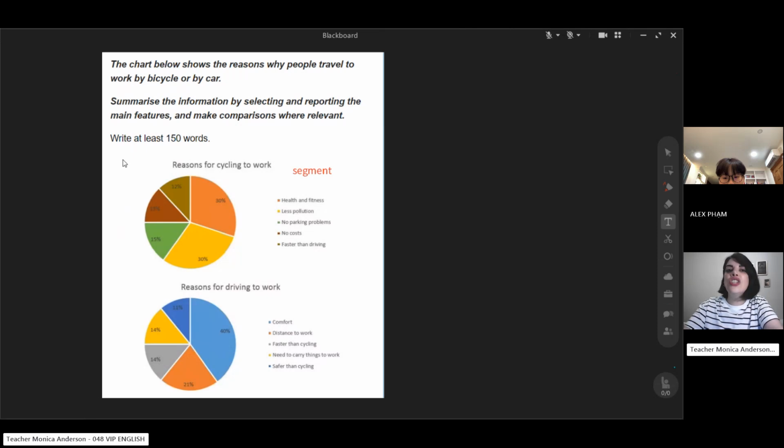First of all, for introduction, we need to analyze our question. Do you remember? And as I told you, we need to paraphrase. Let's read. The charts below show the reasons why people travel to work by bicycle or by car. And so this is the title. And what is the instruction? What we need to do: summarize the information by selecting and reporting the main features and make comparisons where relevant. So at least 150 words, just like other types of graphs and charts in part 1.